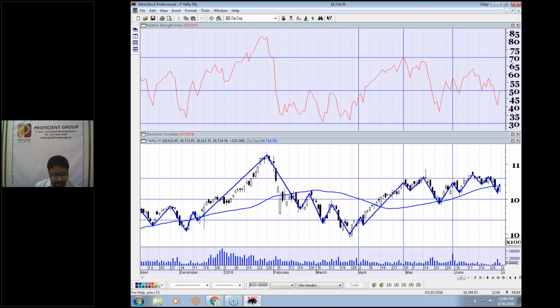The fourth most important tenet of Dow is that averages must conform each other. What do we mean by that? In Dow's time, there were actually two important averages. The first one was the market index, and the second one was the railroad averages, which is the transportation index, right?